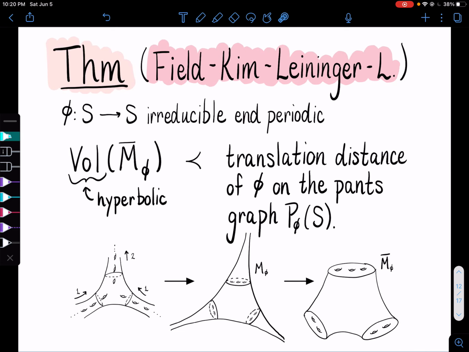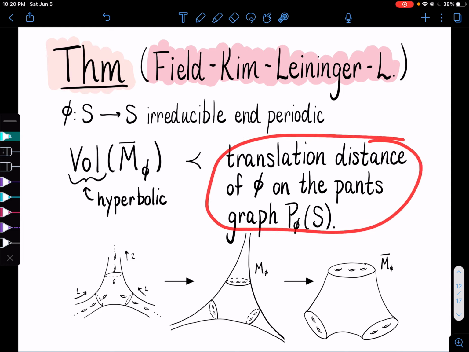So this next statement is our main result, together again with Elizabeth, Heejung, and Chris, where we showed that now, if we start with an irreducible and periodic homeomorphism, we can also give a bound on the volume in terms of this translation distance on the Pants graph.